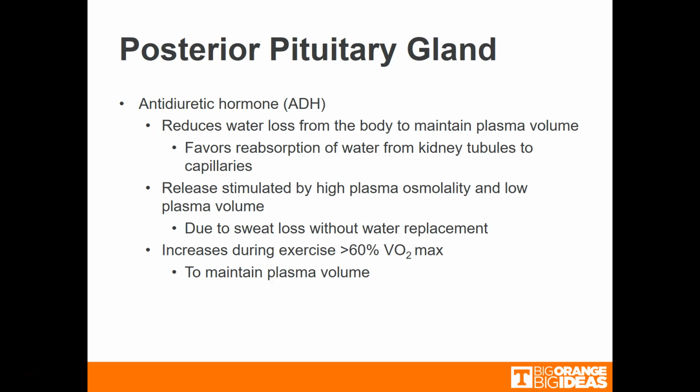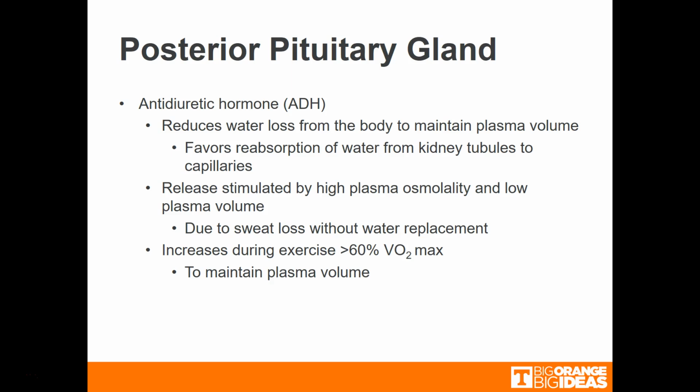From the posterior pituitary gland, we have the release of the antidiuretic hormone. And so this antidiuretic hormone helps to maintain plasma volume. So plasma volume makes up a portion of your total blood volume. When you decrease plasma volume, so when you're dehydrated, that's going to lead to a number of different factors that are going to impact performance.